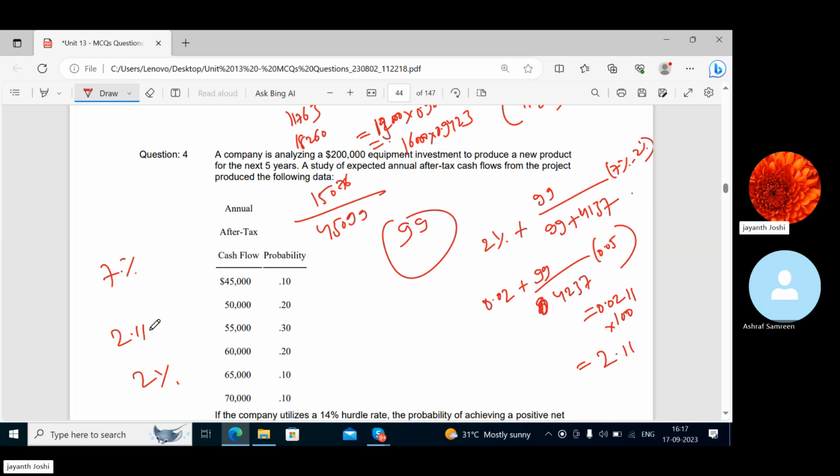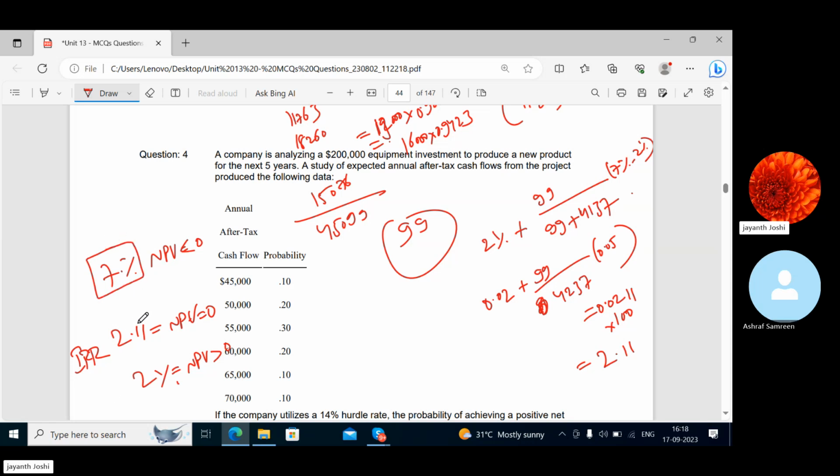See, at this rate you are getting NPV equal to 0, right? Yeah. At this rate you are getting NPV more than 0. At this rate you are getting NPV less than 0, right? Correct? Yes. So, see, this is my IRR. If this is higher than the required rate of return, but this is lower, right? My required rate of return is 7% as per the question, right? Yeah.